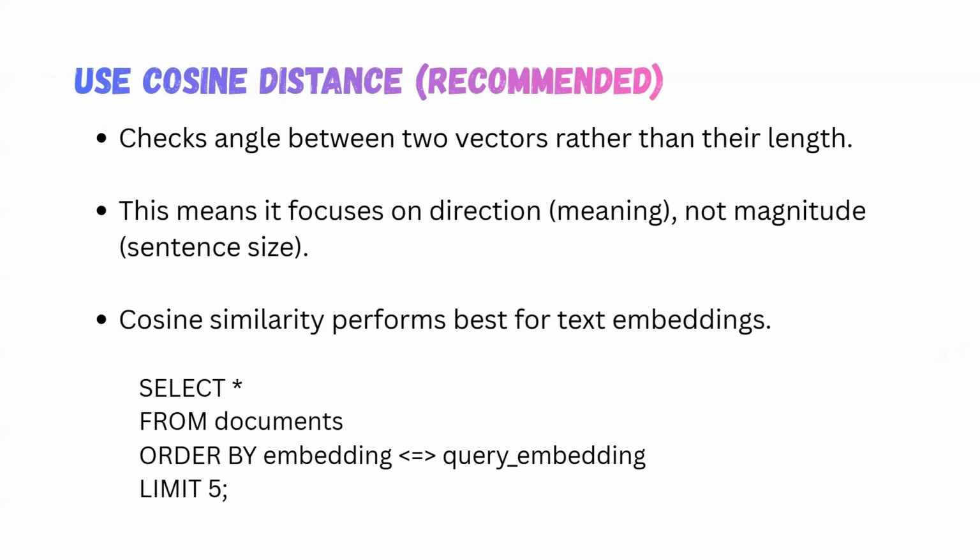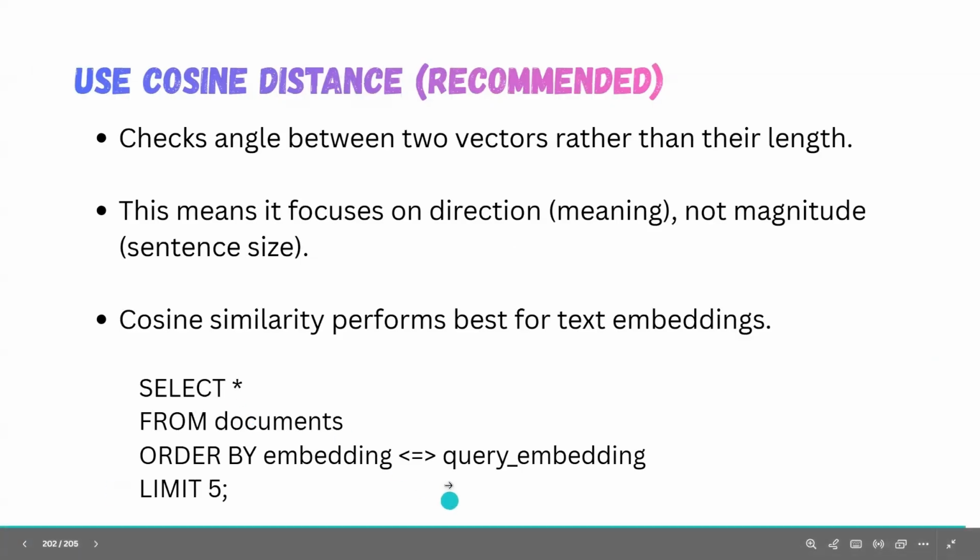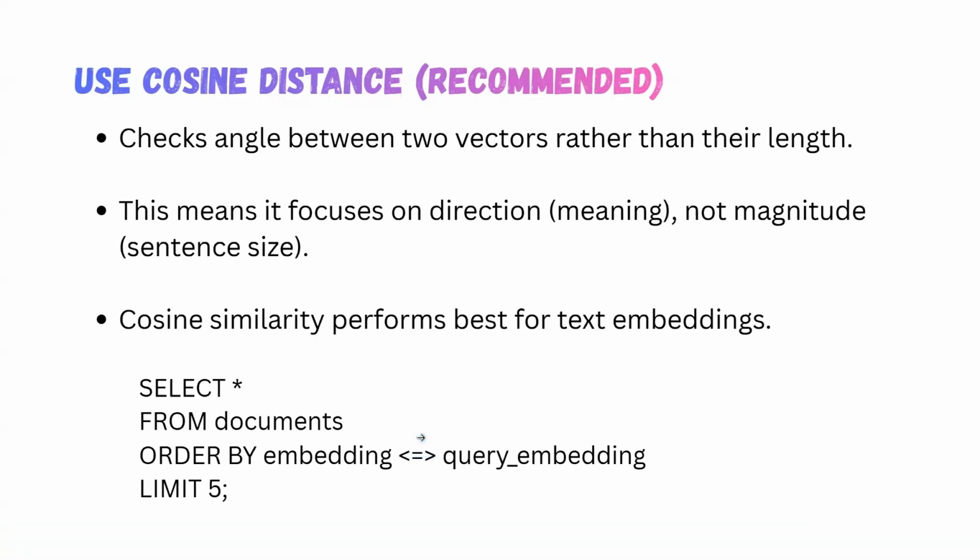Use the recommended cosine distance. Cosine distance checks the angle between two vectors rather than their length. This means it focuses on direction for meaning, not magnitude for sentence size. Cosine similarity performs best for text embeddings. Here, this particular symbol, less than equal to greater than, denotes the cosine distance. By default, cosine distance doesn't get enabled. We have to enable it ourselves.